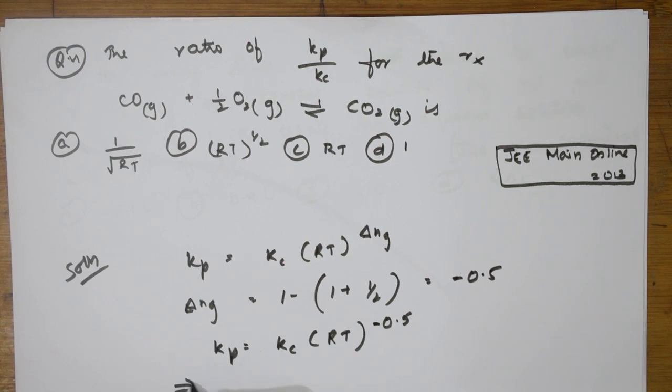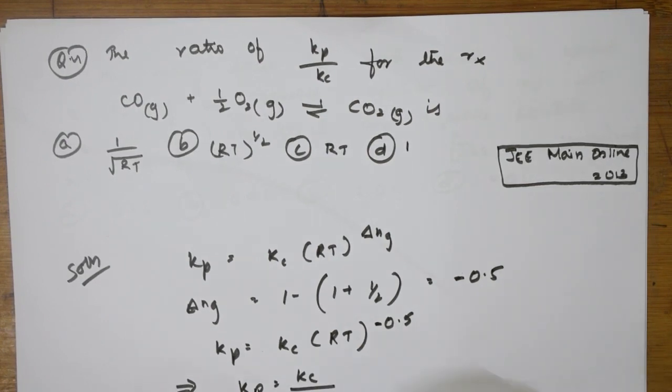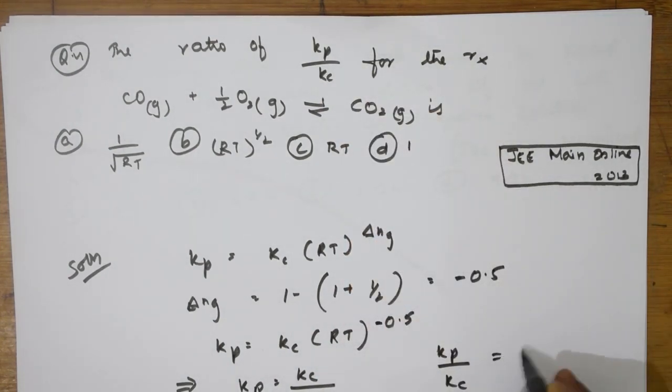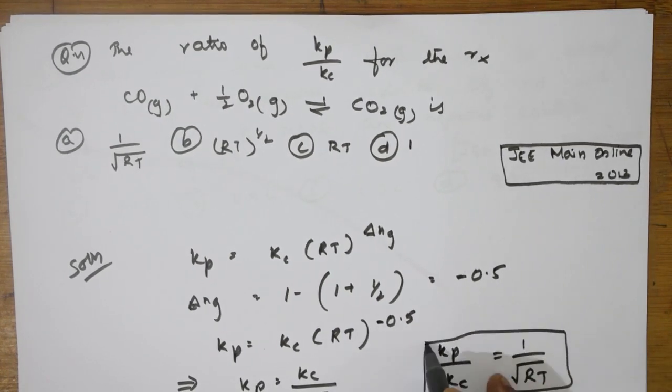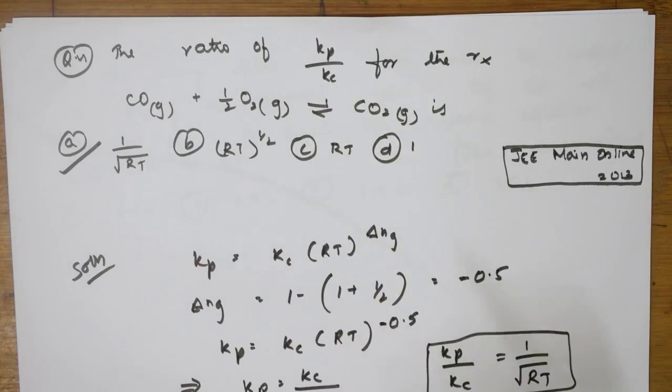Right. So when I have to write this, Kp is equal to Kc root RT. I can write it like this also, isn't it? Yes. So now the second step, I can also write this as Kp by Kc, because they've asked me the relation of Kp by Kc. So Kp by Kc is equal to 1 by root RT. Right, this is the sum. So what is the answer? 1 by root RT. So Kp by Kc is equal to 1 by root RT. The correct option is A.